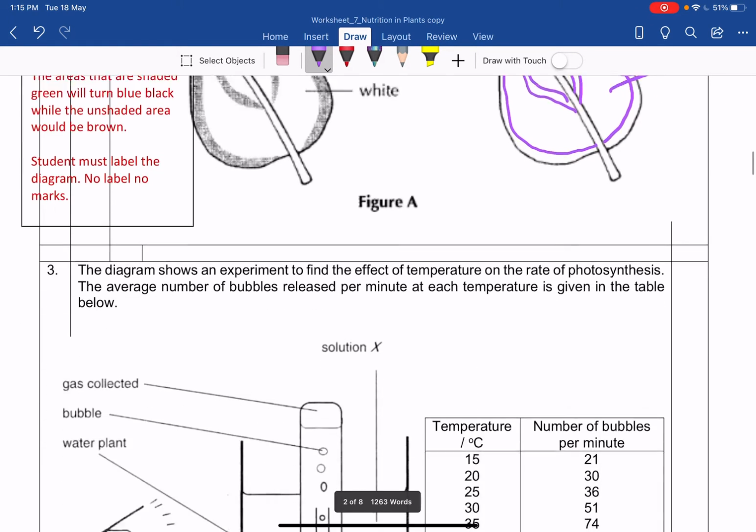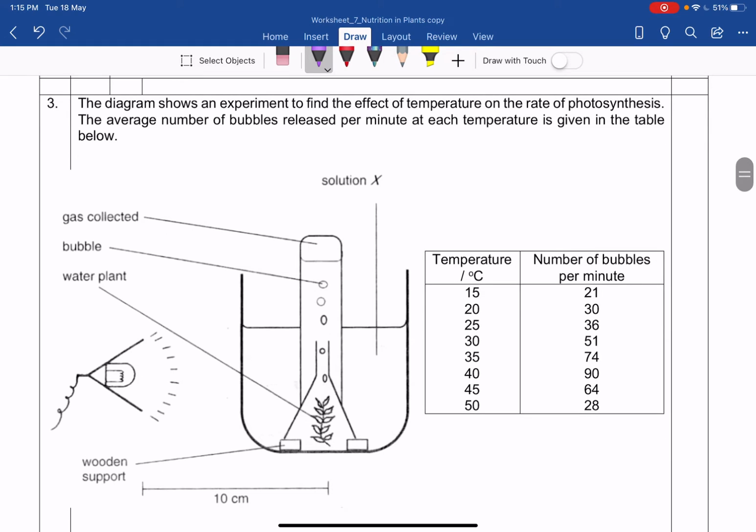Okay, so now if you take a look at question number 3. In question number 3, you are given an aquatic plant that is provided with light. This aquatic plant is able to photosynthesize and it produces oxygen gas, which bubbles up its way, and the gases are being collected here. Now if you take note of the trend, as I increase temperature from 15 degrees Celsius to 40, the number of bubbles per minute actually increases. But when I increase the temperature from 45 to 50 degrees Celsius, the rate of bubbling actually decreases.